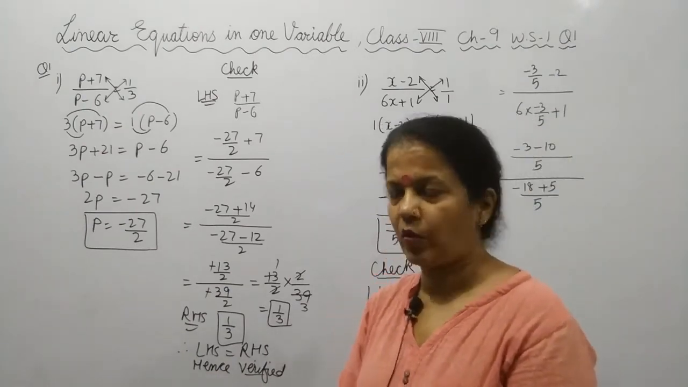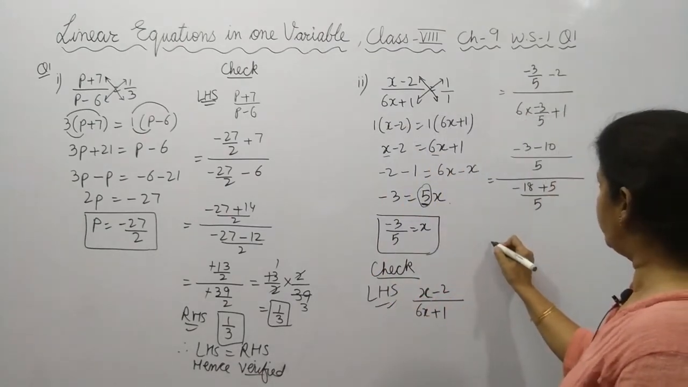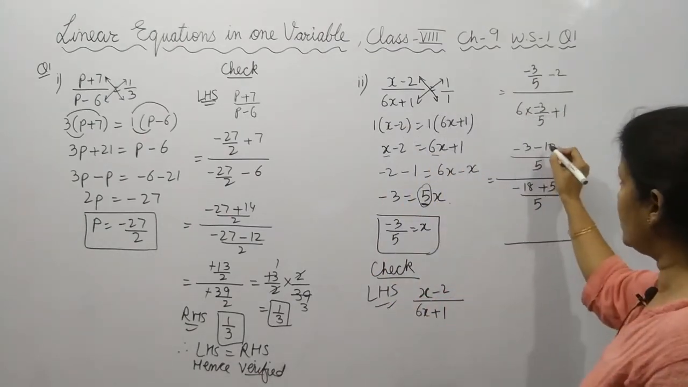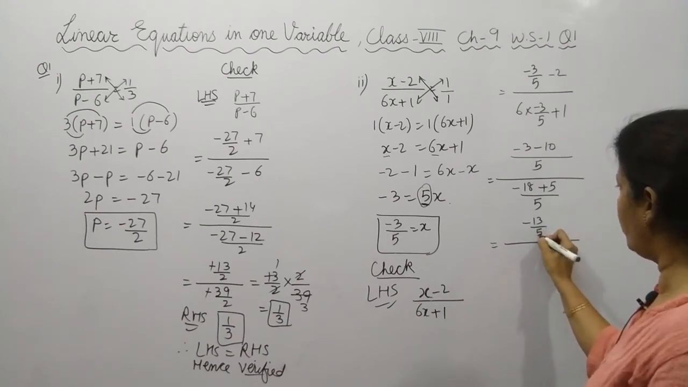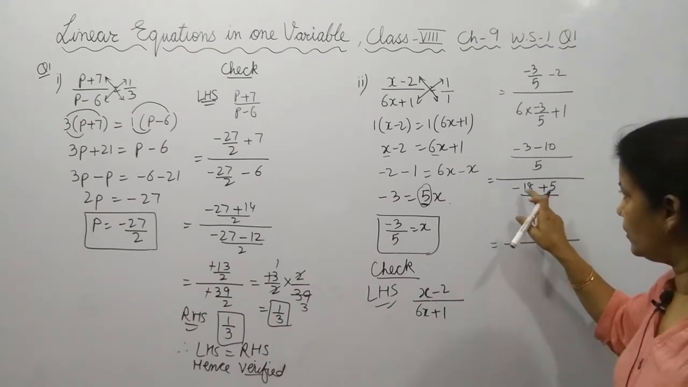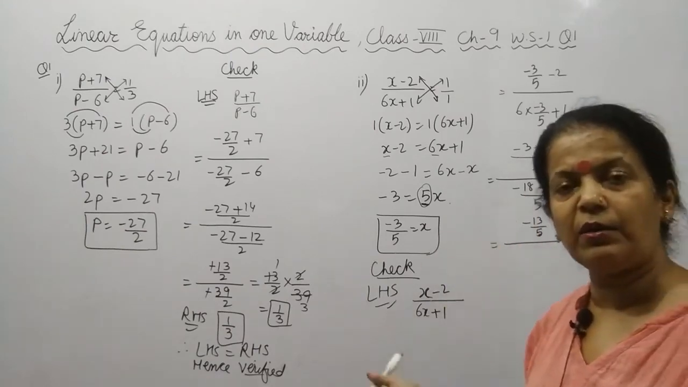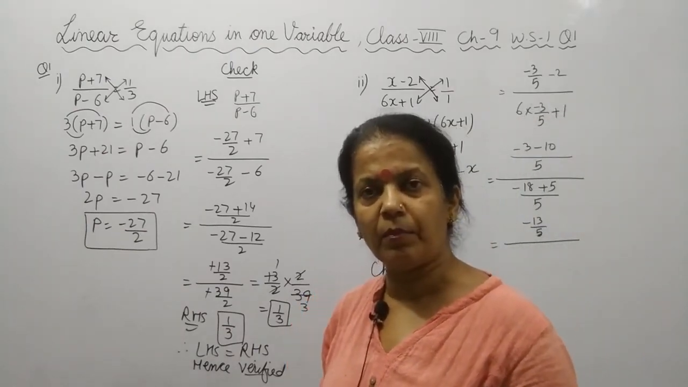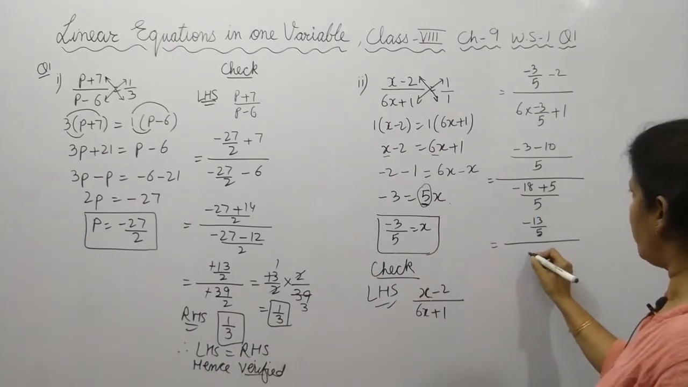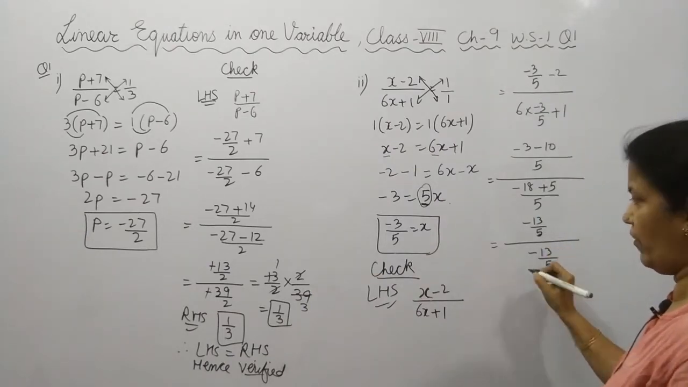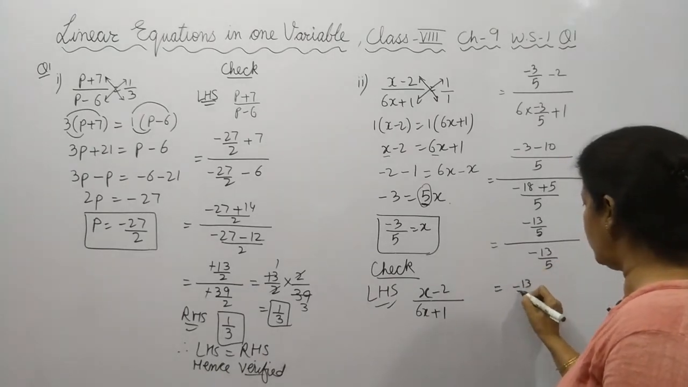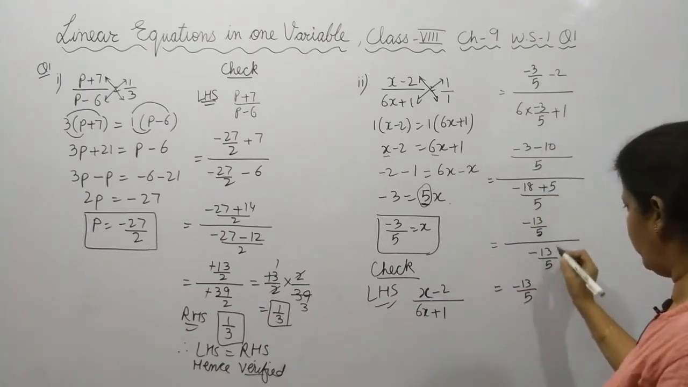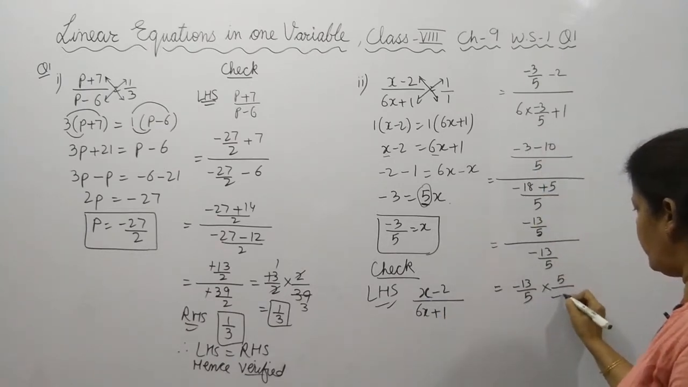Is it clear? Okay. Now, the next step. What should it be? Minus 3 minus 10 is minus 13 upon 5. Minus 13 upon 5. And what about this part? What will it become? Minus 18 plus 5 will become minus 13 upon 5. Okay. Now solve it for the minus 13 upon 5 and reverse it. It will become 5 upon minus 13.